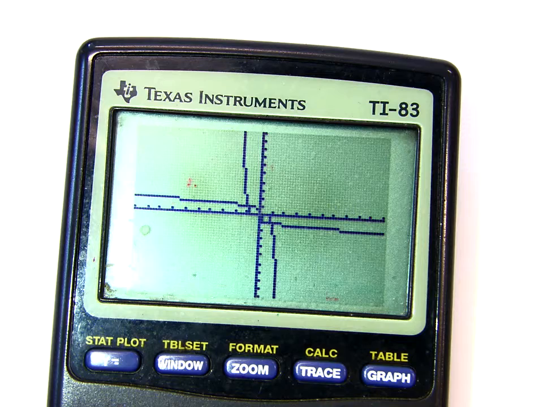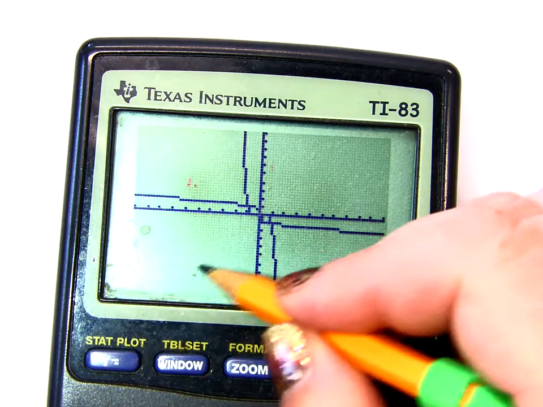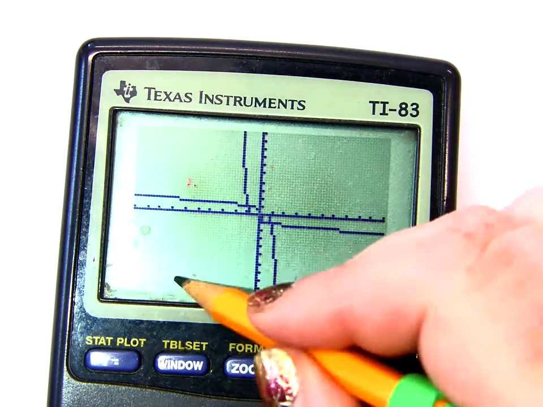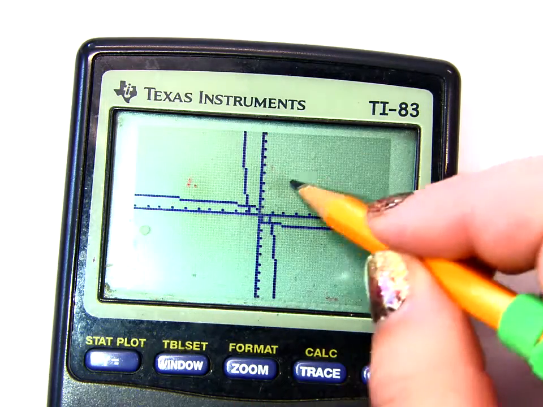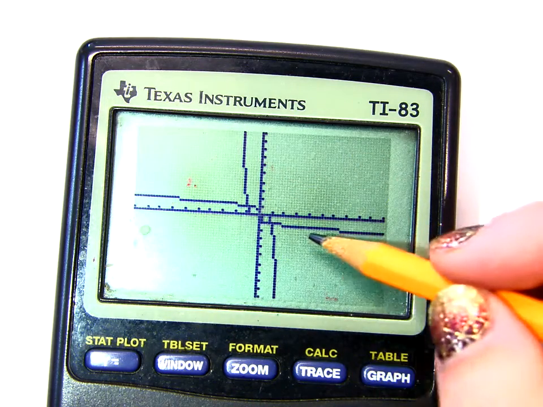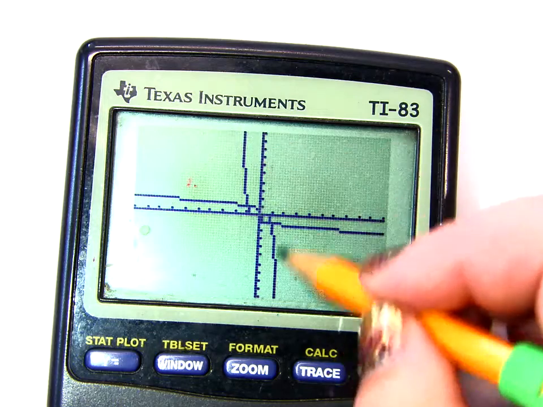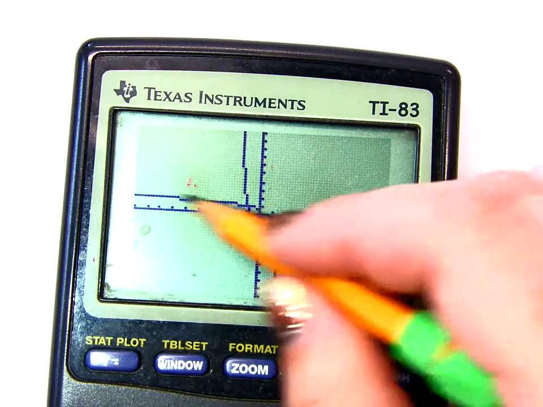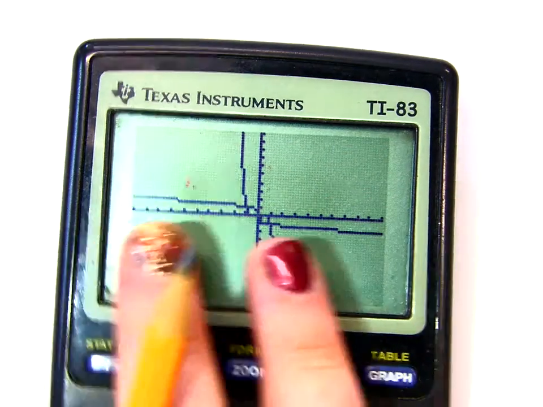So let's try another one, and we'll see a different style graph. So again, we have this line y equals x. It's basically a line of symmetry. So if I were to take an original graph and fold it over this line, I come up with its inverse. All right, so let's try another one.